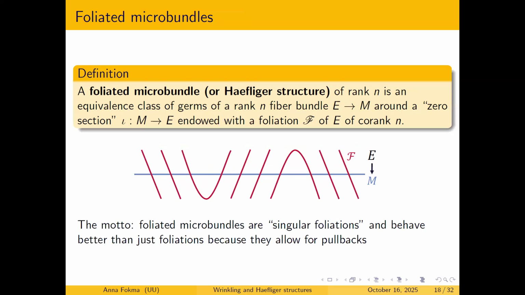Another thing you could observe is that if you have a foliation, you can only pull it back using a map that is transverse to the foliation, because otherwise you end up with a foliated microbundle. So foliations are not closed under pullback, whereas foliated microbundles are, meaning that they just behave better.